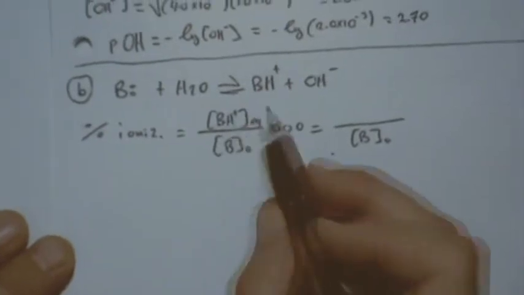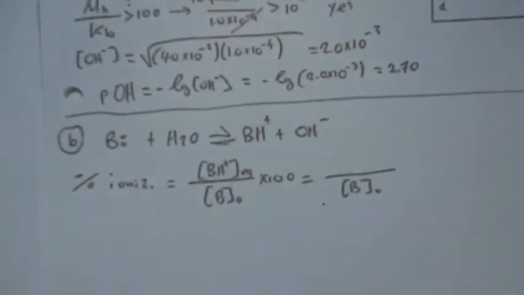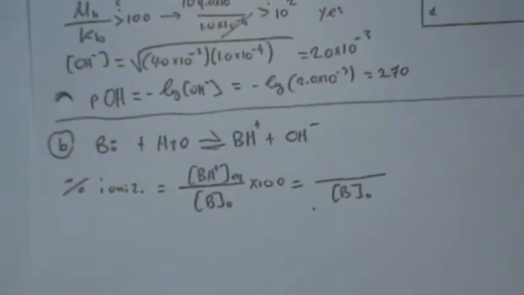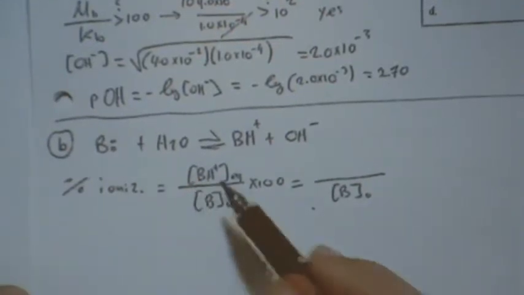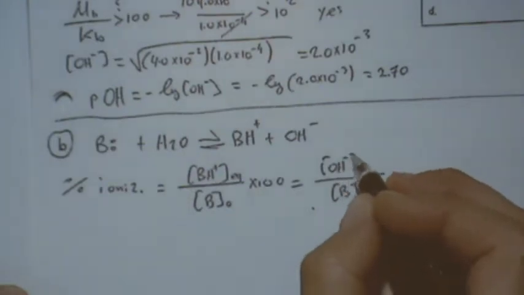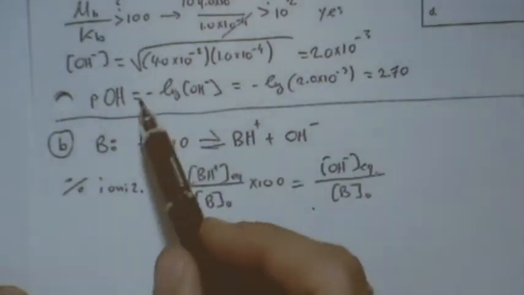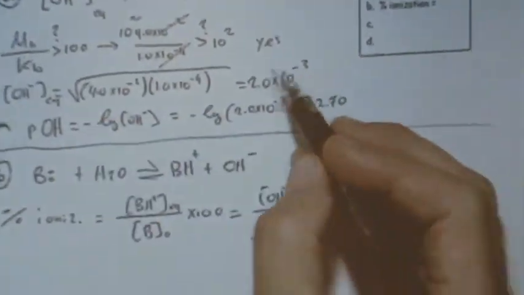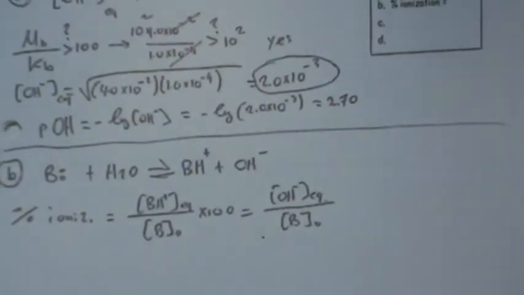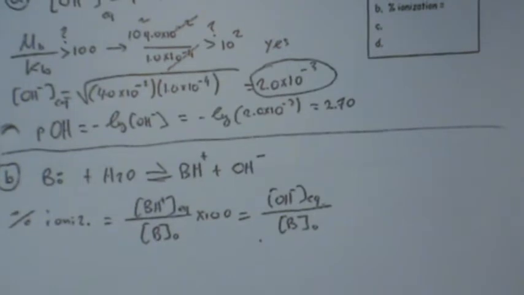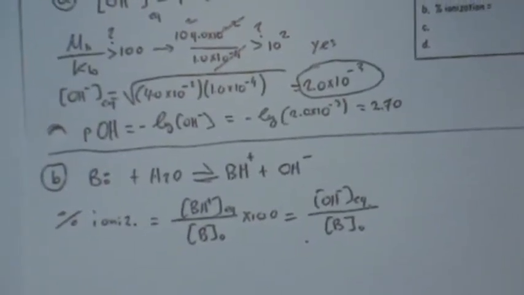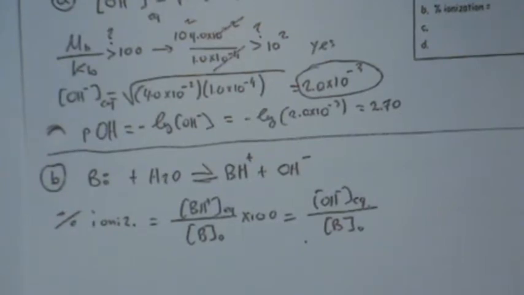This one, do you know the equilibrium concentration of that? How do you know? Somebody said this is equal to the concentration of A minus in equilibrium, which is actually what we found right here, that value. But the question is why? Why is it equal?